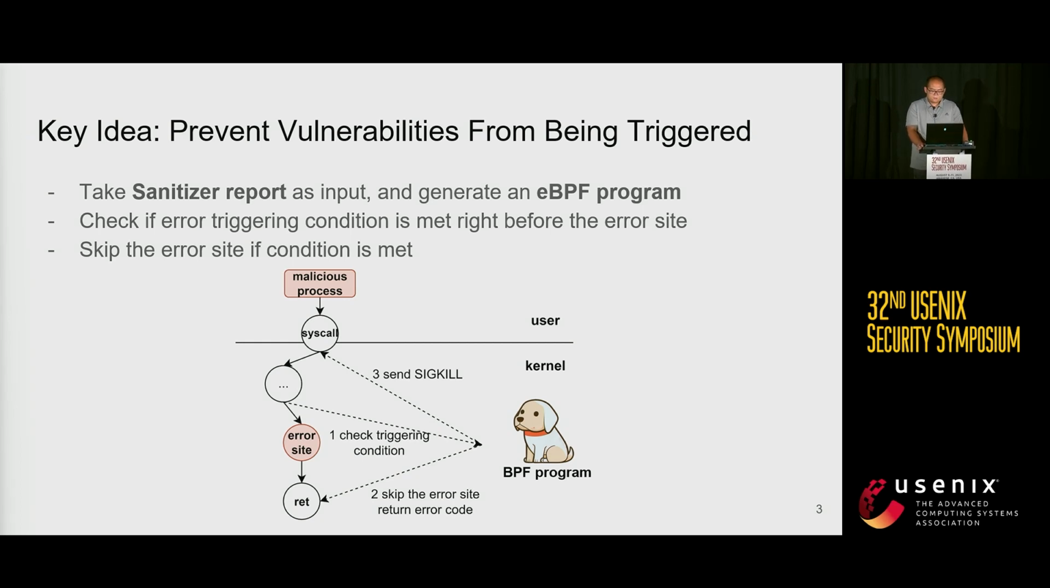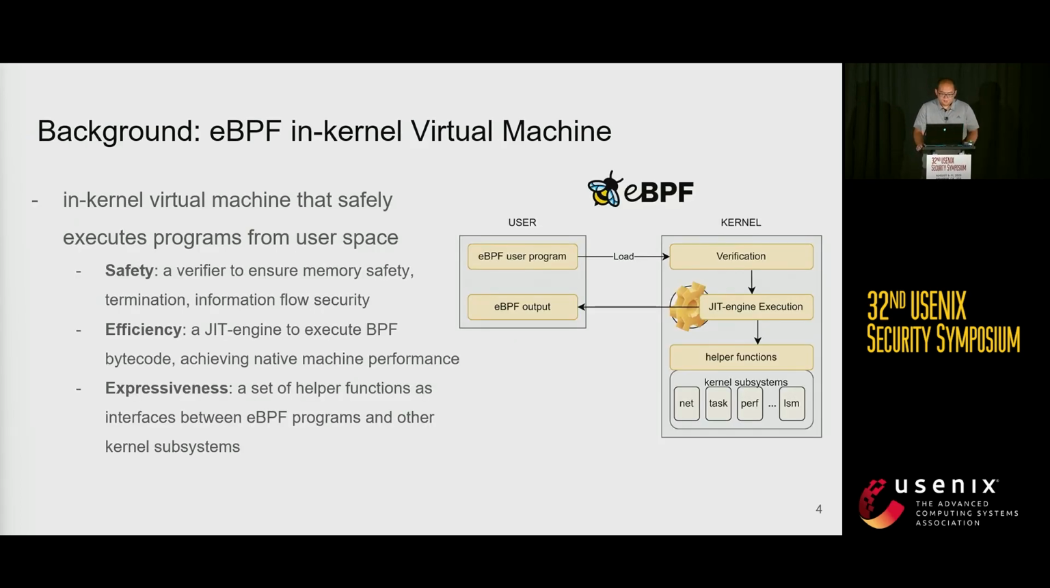We will first introduce what eBPF is. PAD is built on eBPF, the extended Berkeley Packet Filter framework. It's an in-kernel virtual machine that allows users with root privileges to load programs into the kernel space. The framework contains 3 essential components: the verifier, to provide security guarantees for the loaded program; the JIT engine, which optimizes performance by translating the BPF bytecode to machine code; and the helper functions, which provide an expressive interface between the BPF program and the kernel subsystems.